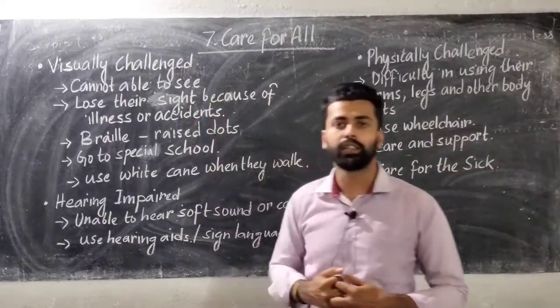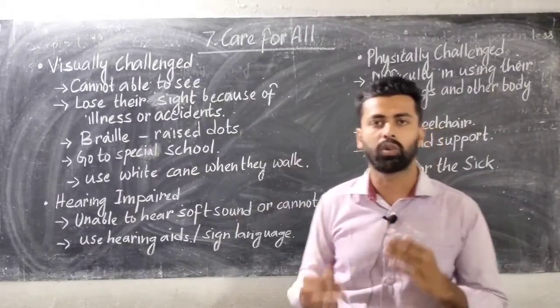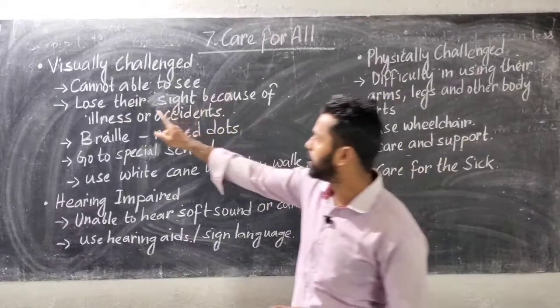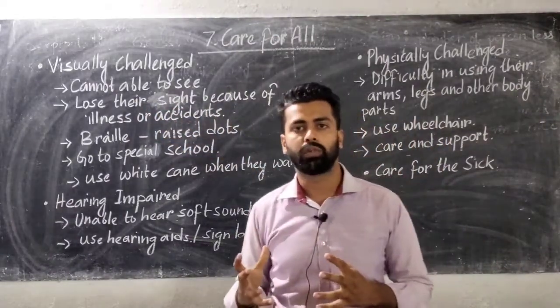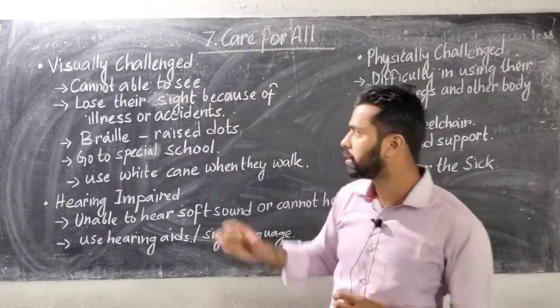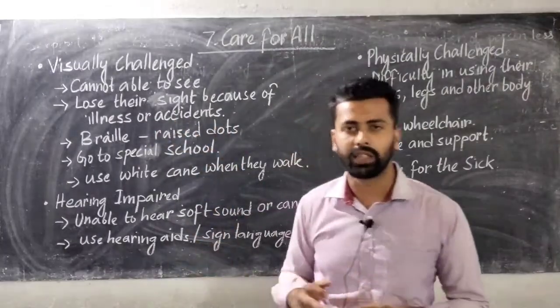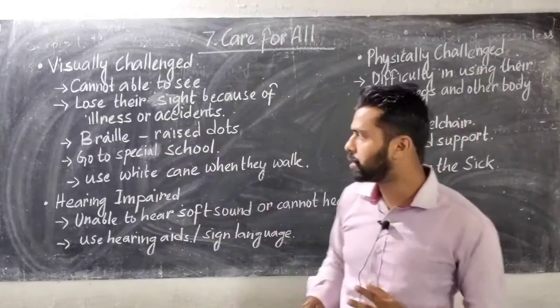Visually challenged persons are those who cannot see. Usually we call them blind persons, those who are not able to see. They are not able to see because of some kind of illness or because they met with an accident. For that they lose their sight.